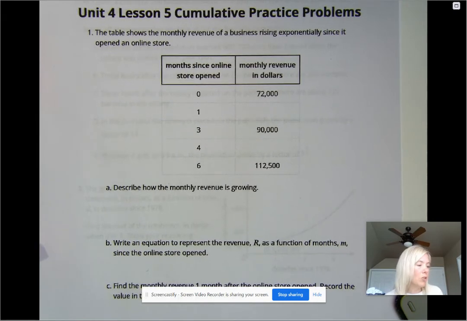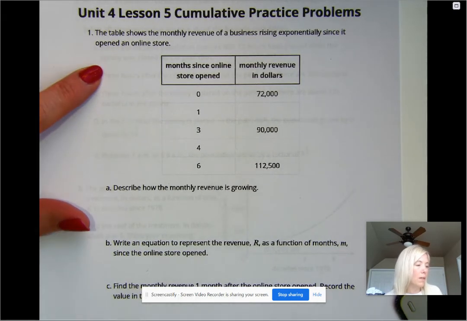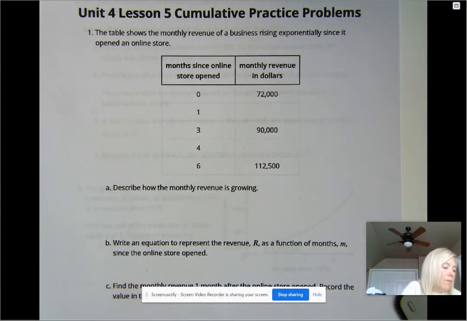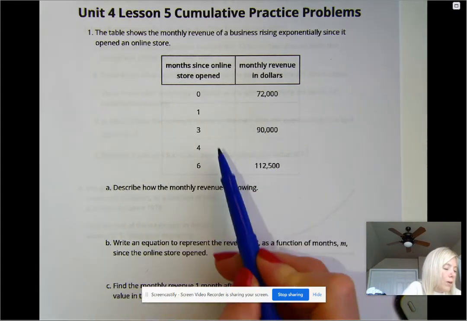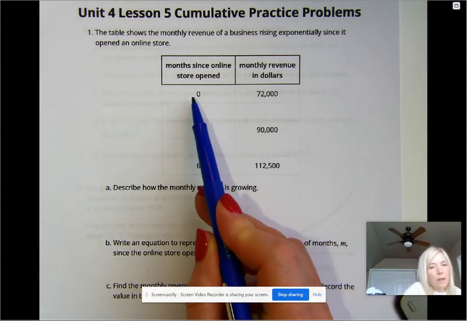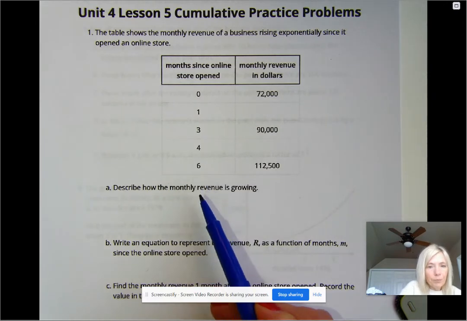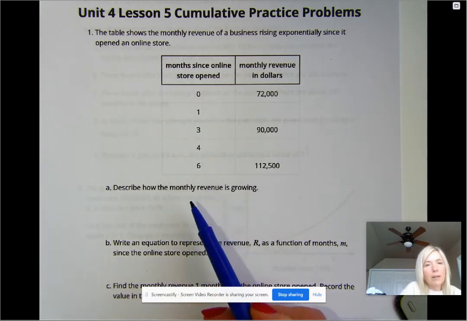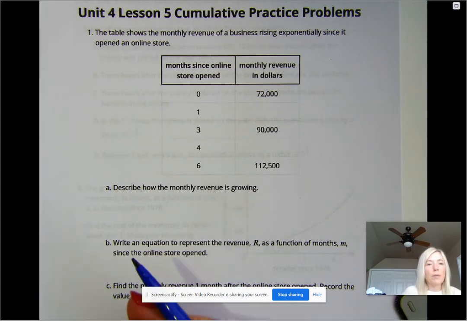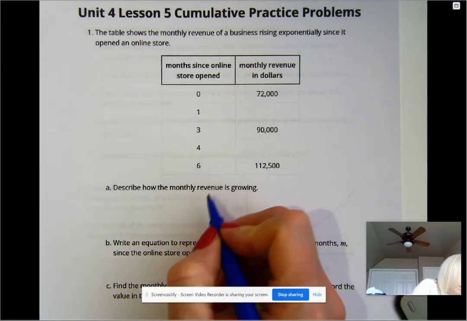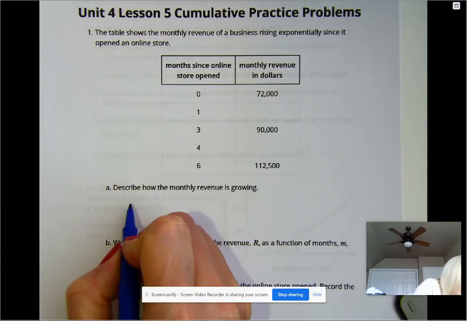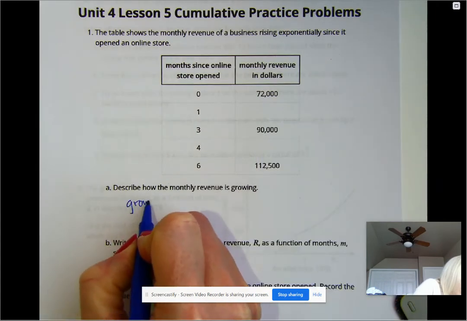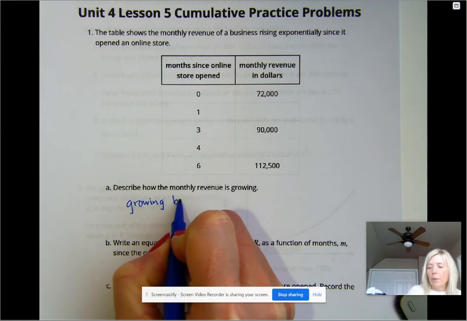So first, the table shows the monthly revenue of a business rising exponentially since it opened an online store. I noticed in this table that the values given are for 0, 3, and 6 months. So it looks like it's raising by so much every 3 months. So describe how the monthly revenue is growing. So it's growing by, I need to figure out the percent.